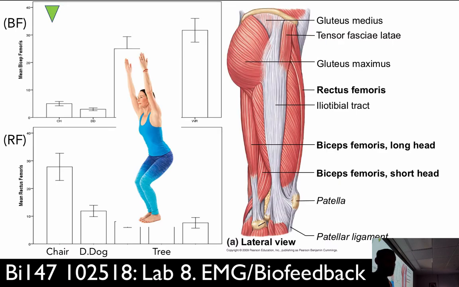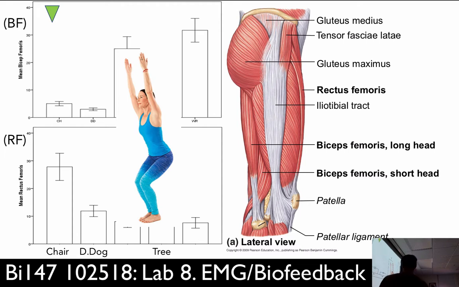The second muscle group that we're going to look at is the bicep femoris, rectus femoris pair. All right? So here's the anatomy. I had to do a lateral shot, so it's the only way I could see them both in the picture. It's not really the best picture of either of them. But rectus femoris is the muscle that goes down the front of the quadriceps, and the bicep femoris is on the lateral side. It's the hamstrings on the lateral side of your posterior.